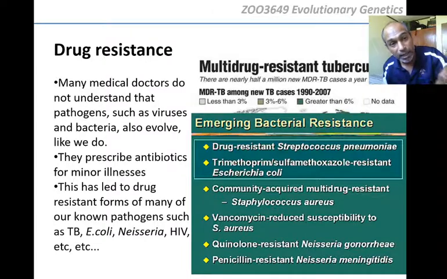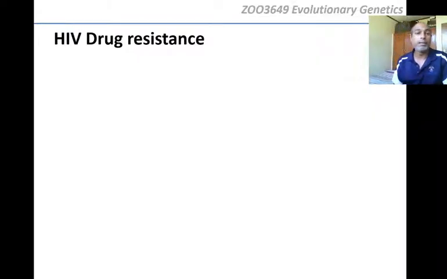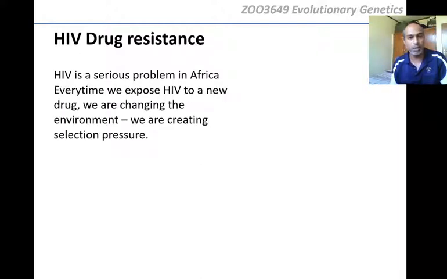But because medical doctors do not understand evolution, for the last 30-40 years they have been pumping us with antibiotics, and suddenly all these bacteria which we could control are becoming uncontrollable, thanks to Mr. Darwin's idea. Okay, if you want to have proof of Mr. Darwin's idea, look no further than HIV. This is one of the biggest problems we have on our continent, right?